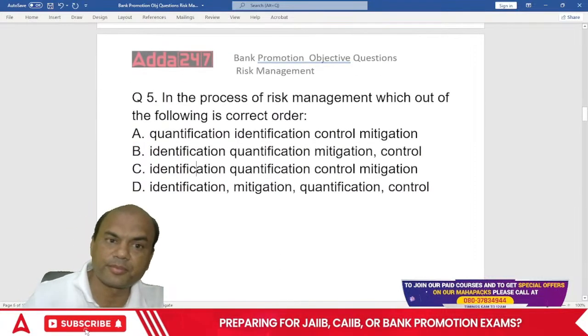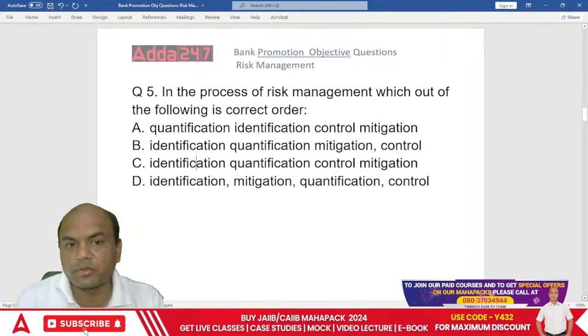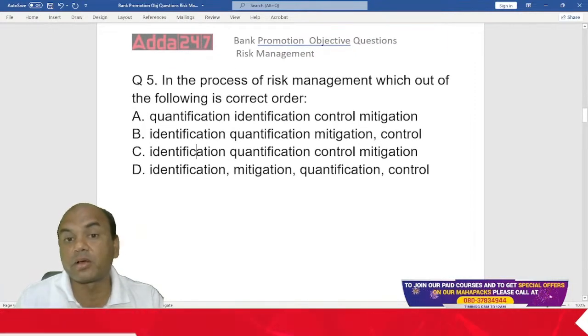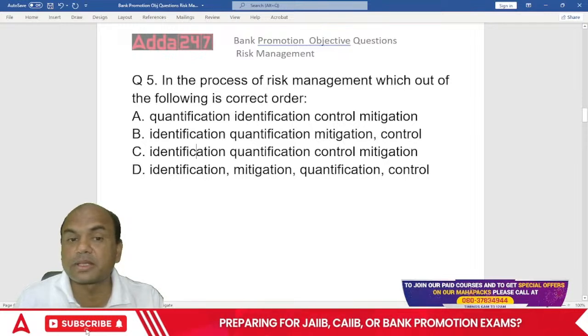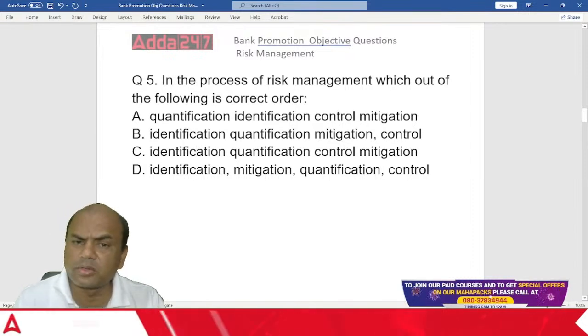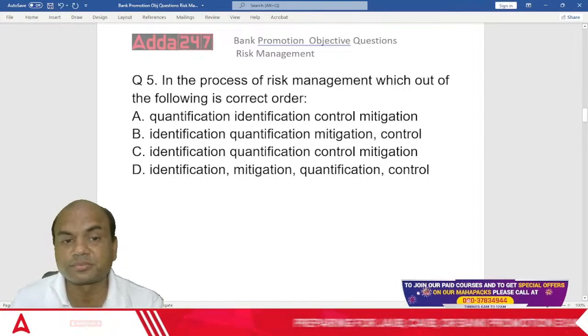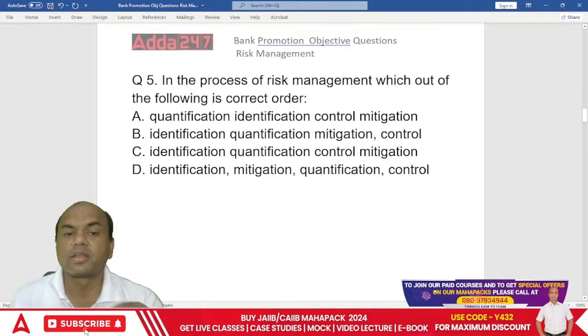Okay. Next one. In the process of risk management, which out of the following order is correct? Now, in the process of risk management, I want the order: quantification, identification, control, and mitigation. Or identification, quantification, mitigation, and control. Now, you watch, the remaining ones you can read. So what is the right answer?